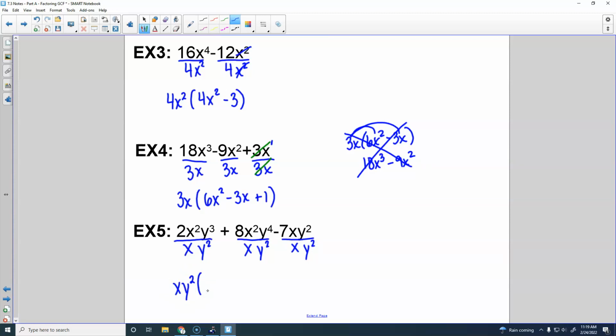And then the numbers aren't going to change, the coefficients aren't going to change, but I had 2 x's, I took 1 away, so that just leaves me with a single x. I had 3 y's, I took 2 away, I just have a single y right there.